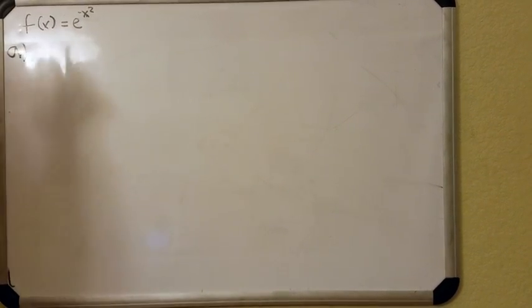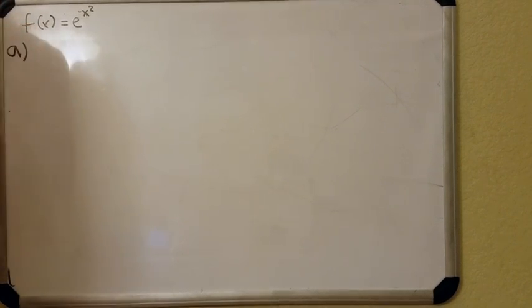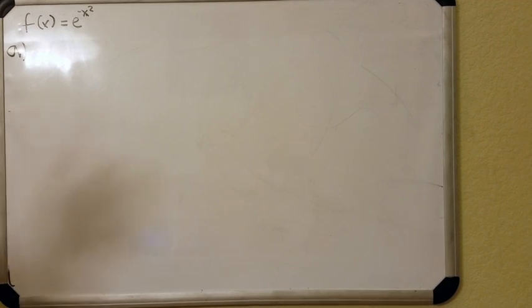Okay, so today I'll be going over FRQ number 6 from the 2007 Calc BC exam. First, the problem tells us that there's a function f of x, which is equal to e to the negative x squared. Part A asks us to write the first four non-zero terms and the general term of the Taylor series for f about x equals 0.